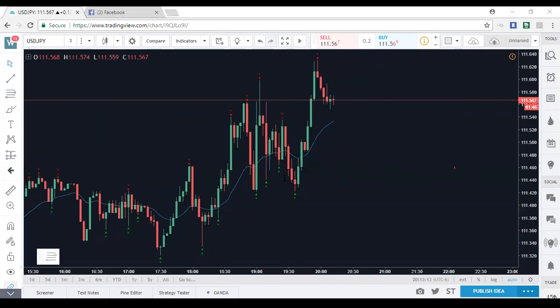Is the support always at the lower lows? And yeah, exactly, Rebecca. Support is always at the lowest lows, and then resistance is always at the higher highs. Good question.